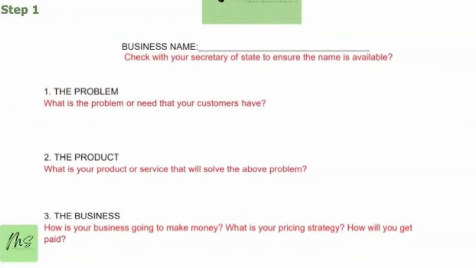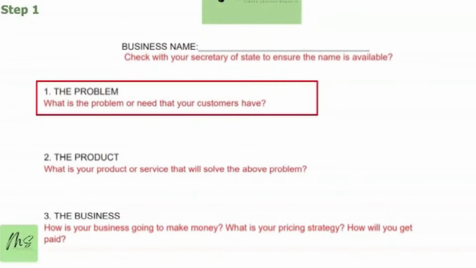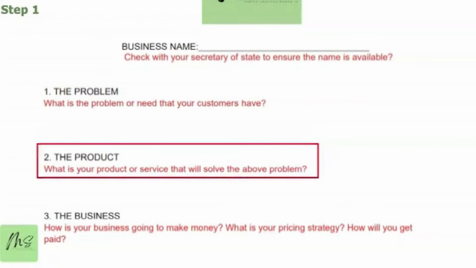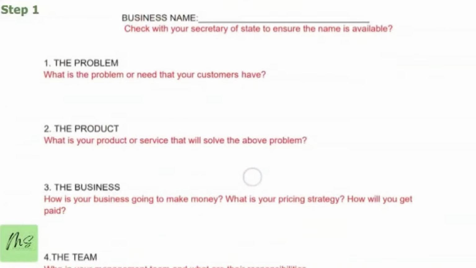The second part of it would be, what problem is it that your business is solving? What is the main reason that your customers are coming to you? Like, what are you doing for them? That's going to be the first question that you're answering here. The second part is, what is the product or service that you are providing to solve that problem that you've listed above? So you write that down as well.